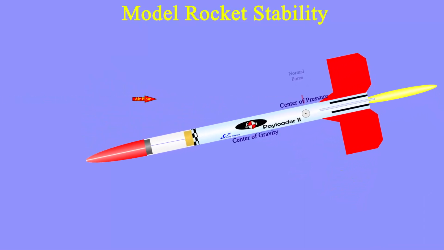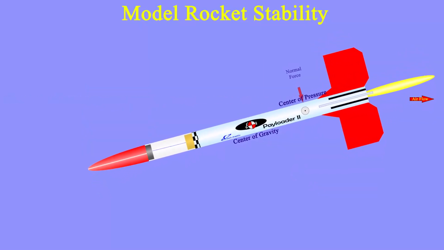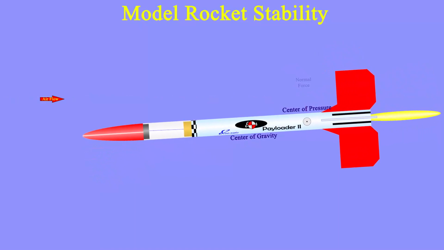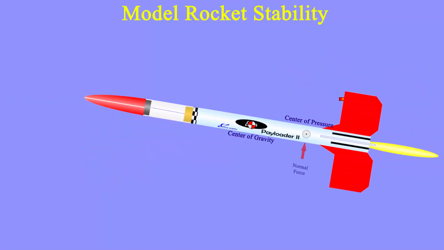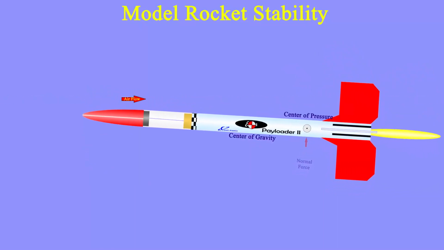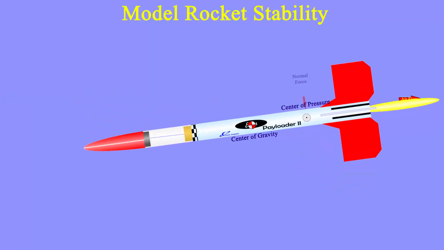When this happens, normal forces build up at the center of pressure and push the rocket at that point away from the direction of the airflow. This exaggerated animation shows how a stable rocket will oscillate until the effects of that disturbance are neutralized and the rocket continues on its intended path.